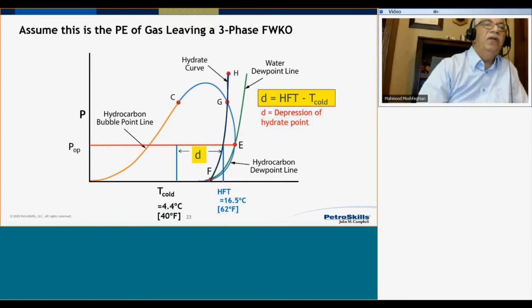So how much should I depress it? From here to here, which is the difference between the hydrate formation temperature and the cold temperature. For a safety margin, we may shift the hydrate curve a little further to the left. So we define depression temperature as HFT, hydrate formation temperature, minus cold temperature. For this process, 22 degrees Fahrenheit. And this is the starting point to determine the weight percent of inhibitor in the process, as well as the injection rate and other related estimation procedures.